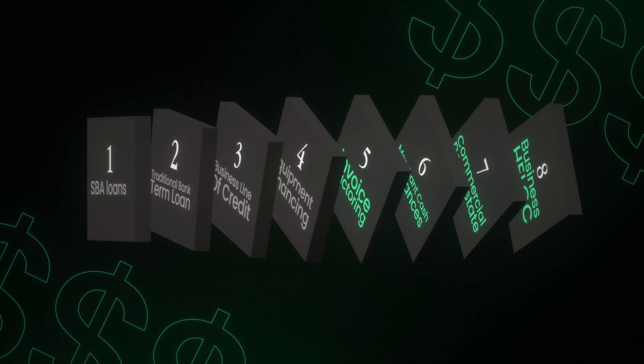Now, these first 4 are the loan types most business owners have at least heard of. The next 4 are the ones they have not. And that is exactly where most of the money gets left on the table. The 5th type is one that a lot of business owners have never even heard of, and that is invoice factoring.